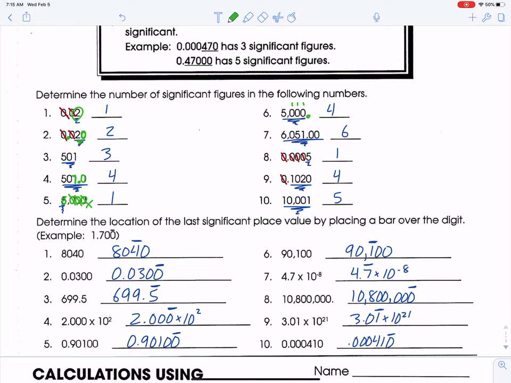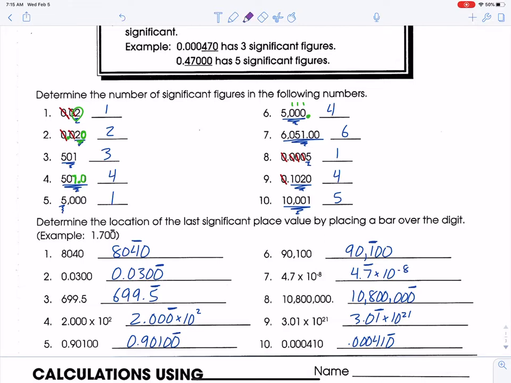Right, so when you have the zeros after non-zero numbers with no decimal, like you see in number 5, then those zeros don't count. But when you have a 0 after a non-zero number and a decimal, like in number 2 and number 4, those zeros are significant.